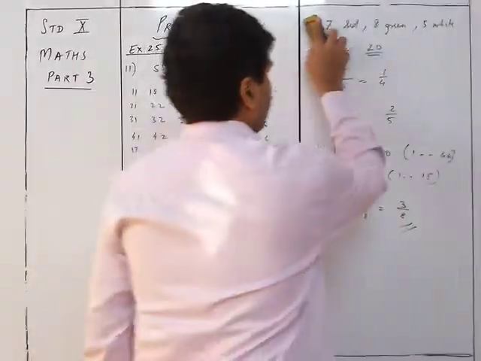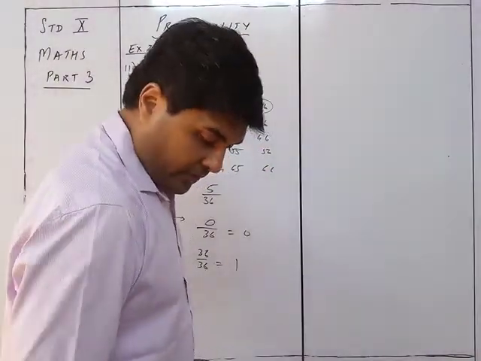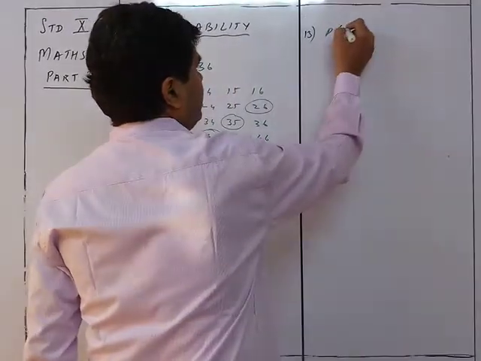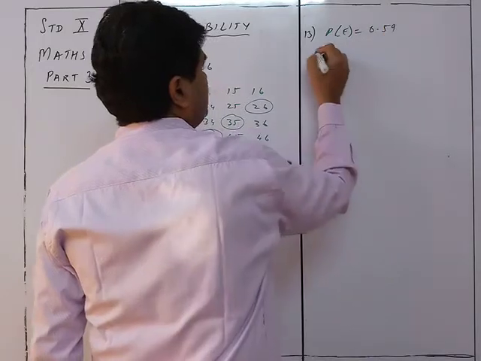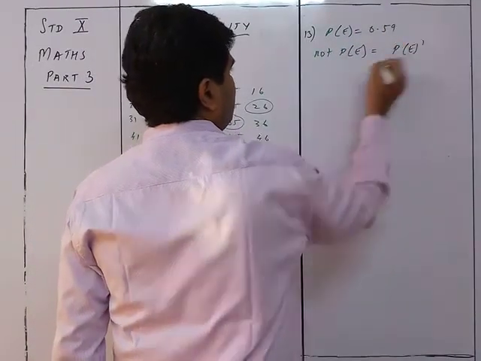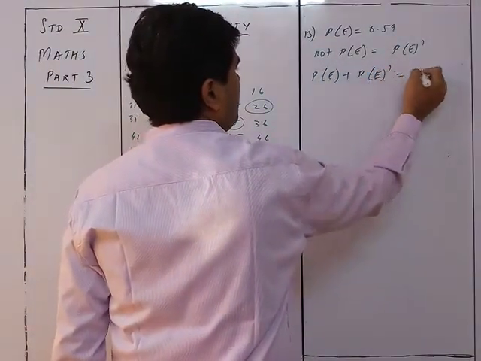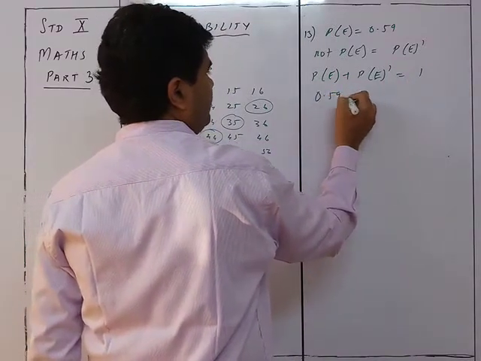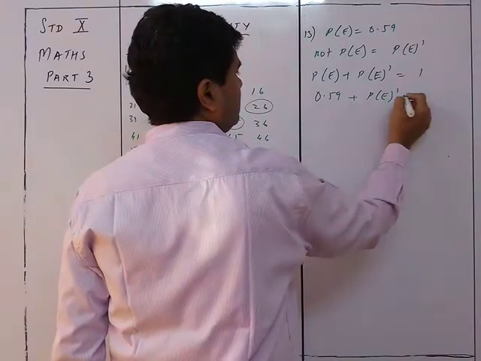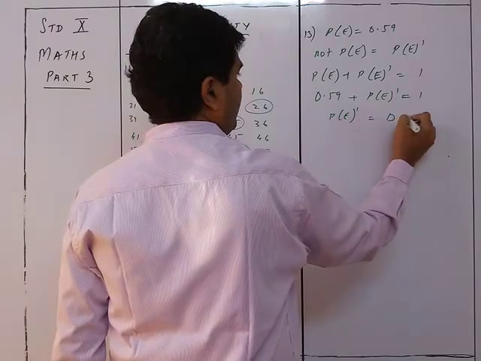Sum number 13. Okay, sum number 13. Very easy sum. You are given that PE is equal to 0.59. So not PE will be equal to PE dash. Therefore PE plus PE dash is equal to 1. Therefore 0.59 plus PE dash is equal to 1. So PE dash is equal to 0.41.